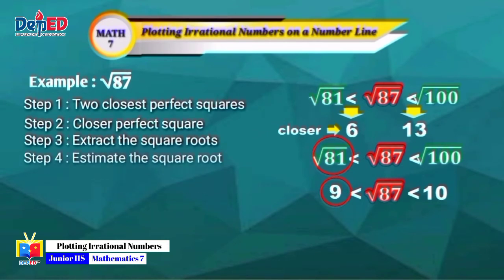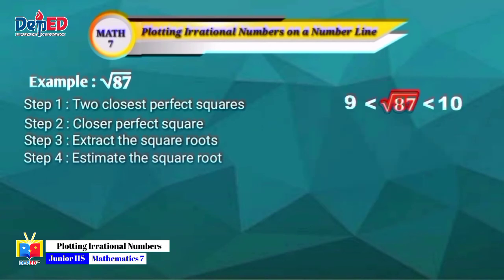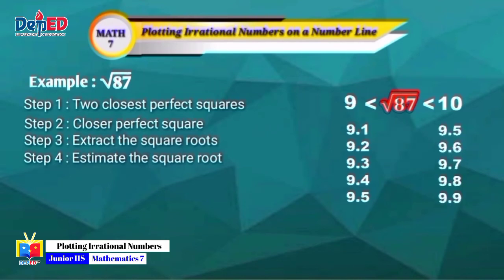Step 4. Estimate the square root of the given number. If square root of 87 is closer to 9, we can use these values. And if square root of 87 is closer to 10, we can use these values.